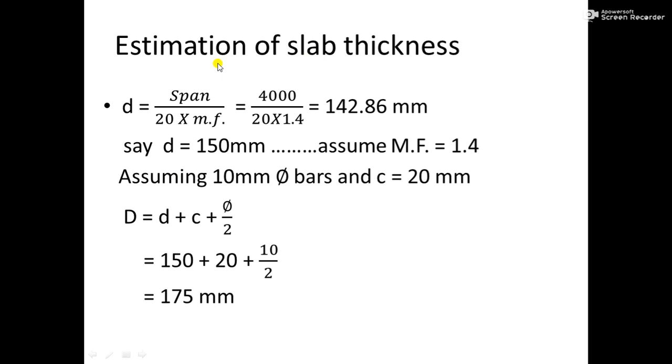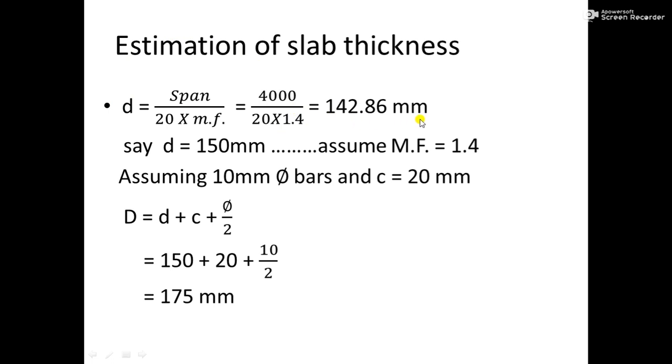So the first step is estimation of slab thickness. As I told in the first lecture of design of two-way slab in design steps, you can calculate using the same formula used for one-way slab, that D is equal to span upon 20 into MF, and this MF is taken from the percentage of steel, and this is 1.4. It is also given, or you can take it as 1.4. The effective depth assumed is 142.86 mm.